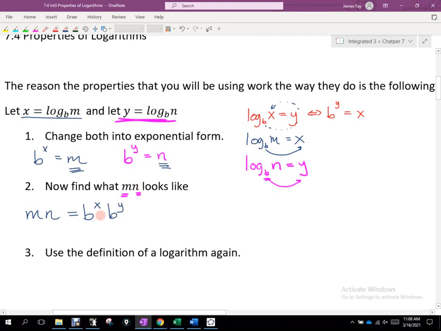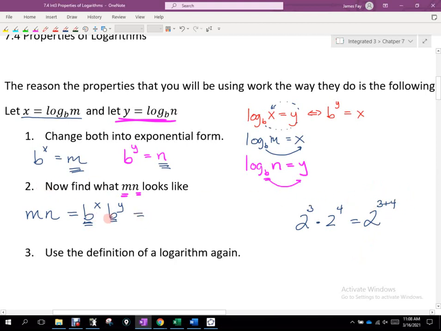When I multiply two powers with the same base, so maybe we have like 2 to the third times 2 to the fourth, how would you rewrite that as one thing? 2 to the seventh. You add them, right? So we'd write 7, but we could also write it as 3 plus 4. We add the exponents when they're like bases.